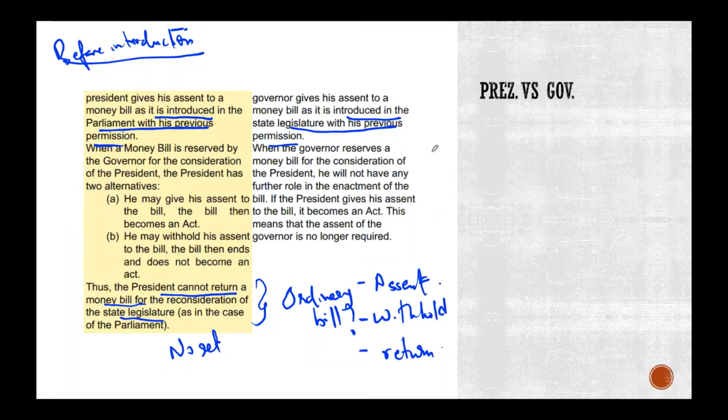Okay, and what will be the role of the governor once he has reserved it for the president's consideration? Again, the same thing. After this, it goes to the president and does not require the assent of the governor. Okay, so these are all these finer points that you will probably know and you'll be very comfortable with.